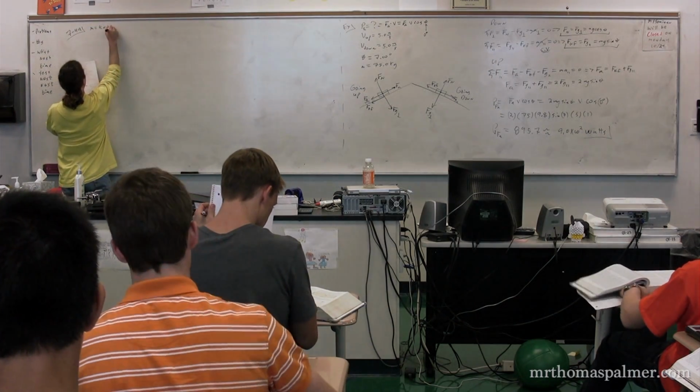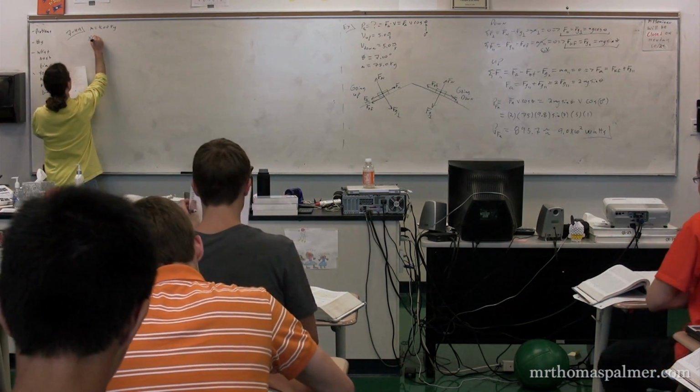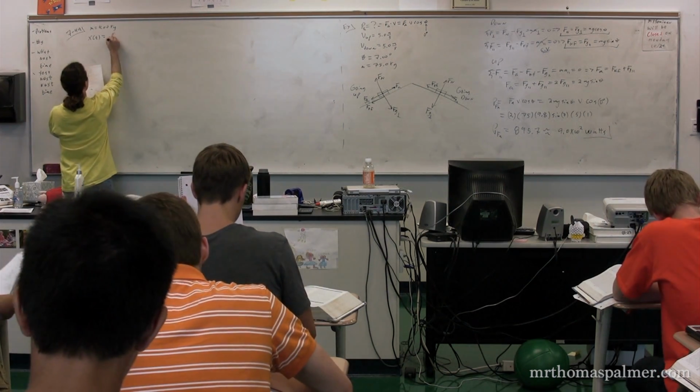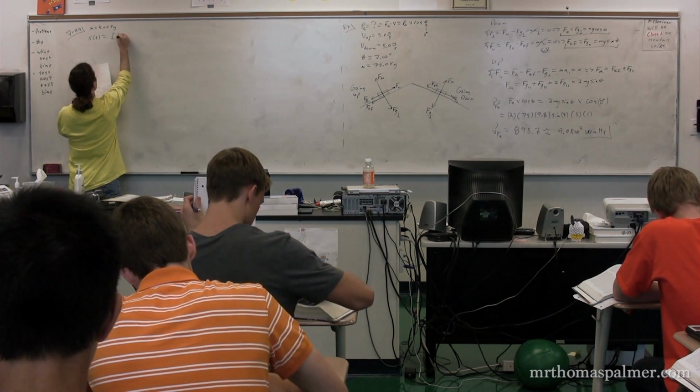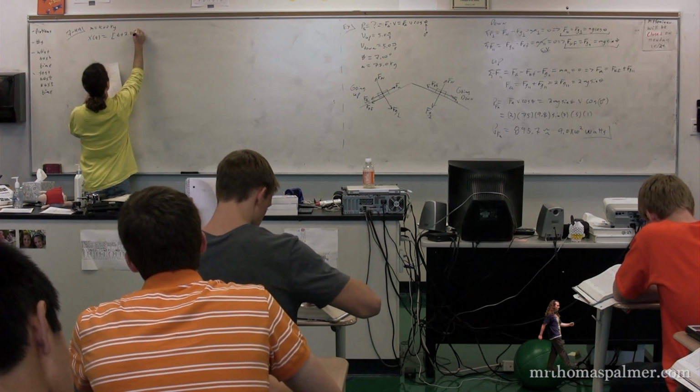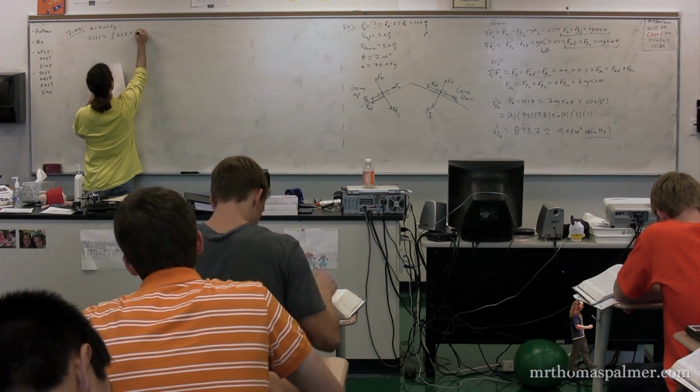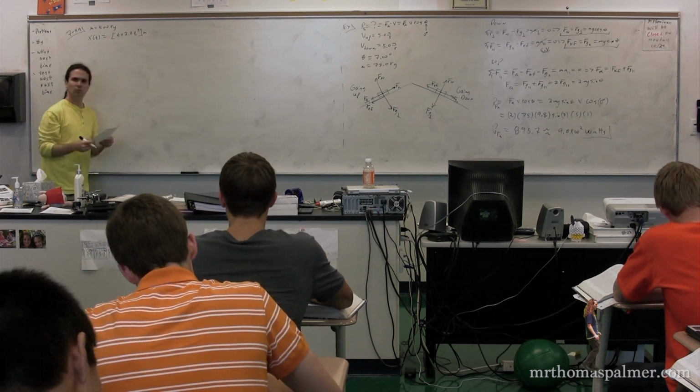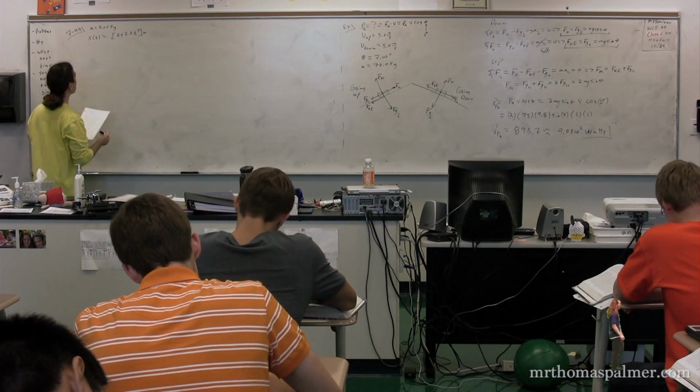A 4.00 kilogram particle moves along the x-axis. Its position varies with time according to x equals t plus 2.0 times t cubed, where x is in meters and t is in seconds.